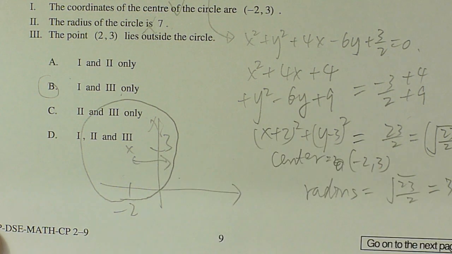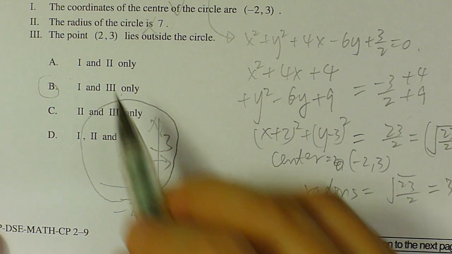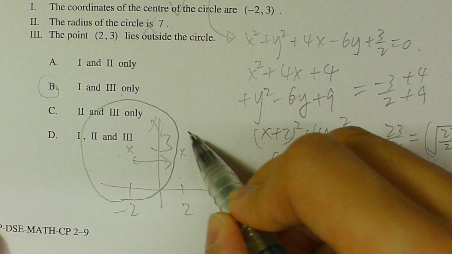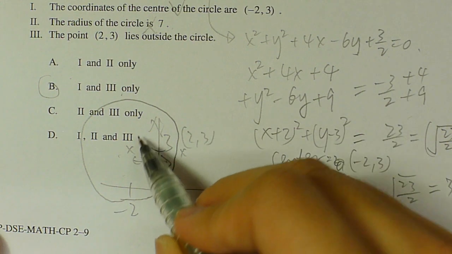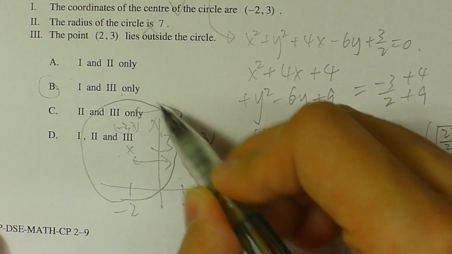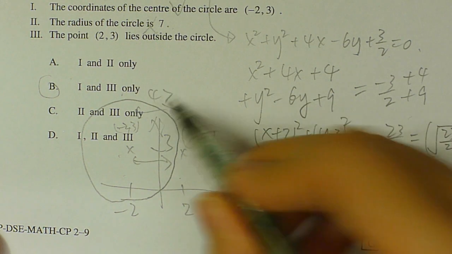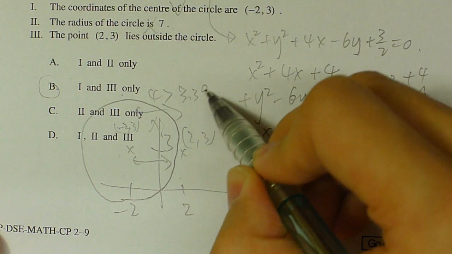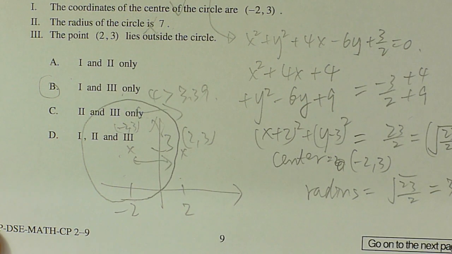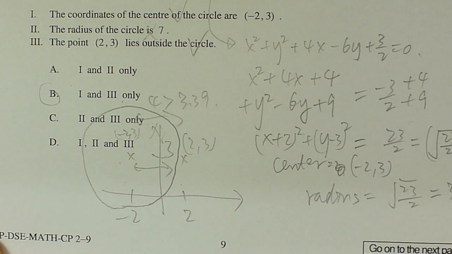However, the point we are talking about now is 2, 3. The distance between negative 2, 3 and 2, 3 is 4, which is larger than our radius, 3.39. Therefore, the point 2, 3 lies outside the circle. As a result, statement 3 is correct, and the answer of this question is B.